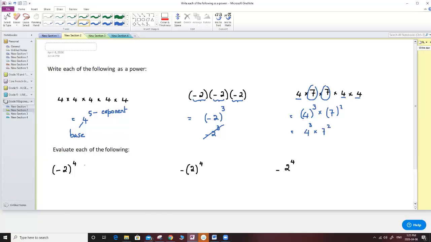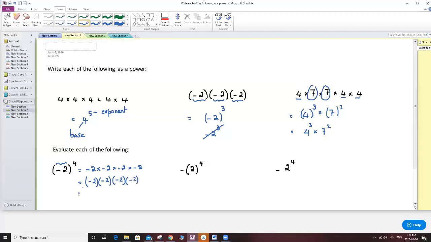Now, evaluate each of the following. Here we have to be careful about one thing: the exponent 4 affects whatever is inside the bracket, everything inside the bracket. Therefore, my base will be negative 2 times negative 2 times negative 2 times negative 2, 4 times. If you like to write it this way, I actually prefer instead of this multiplication, because it can confuse between the x and the multiplication. So I prefer negative 2 inside the bracket this way, and I multiply it 4 times.